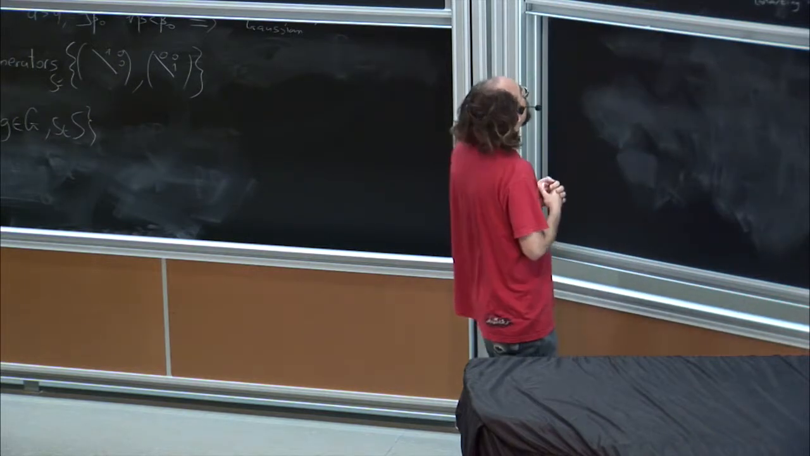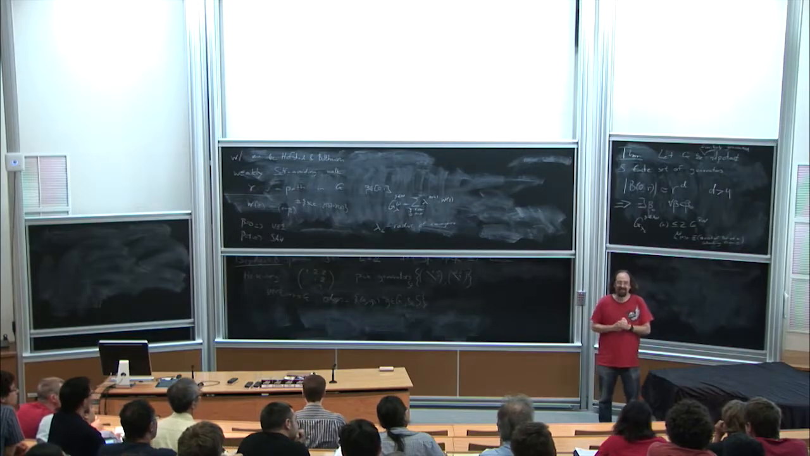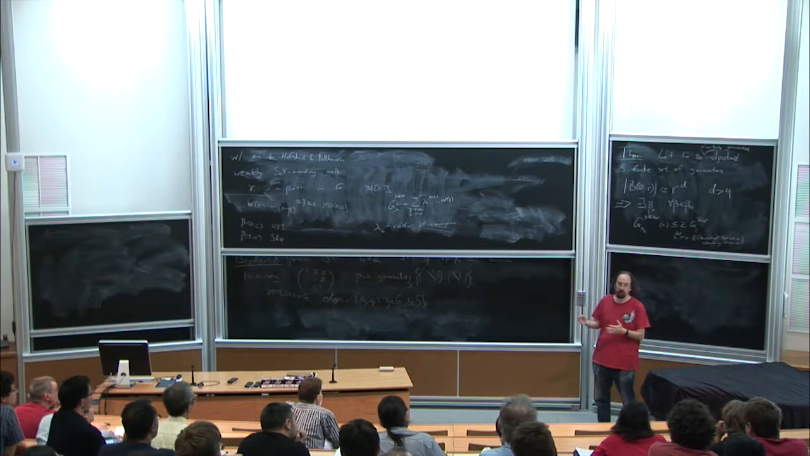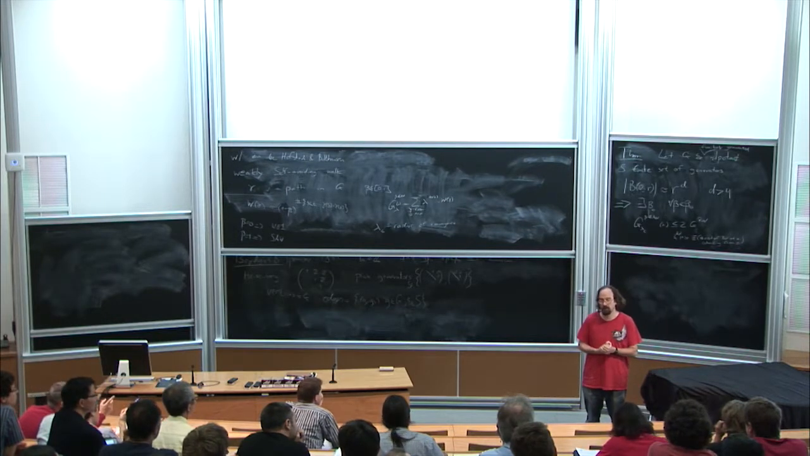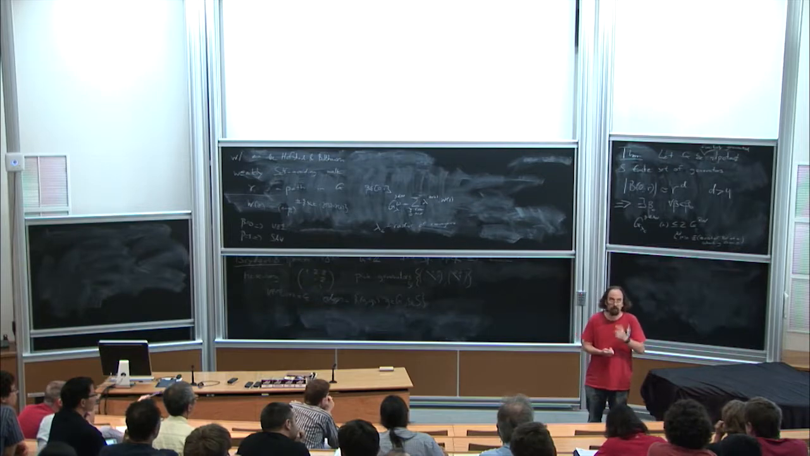Lambda c is not 1 over 2d. No, it's not 1 over 2d. Like, I didn't divide by 1. So if there was no interaction, it would be 1 over 2d, but it's not. It's strictly smaller, strictly larger.